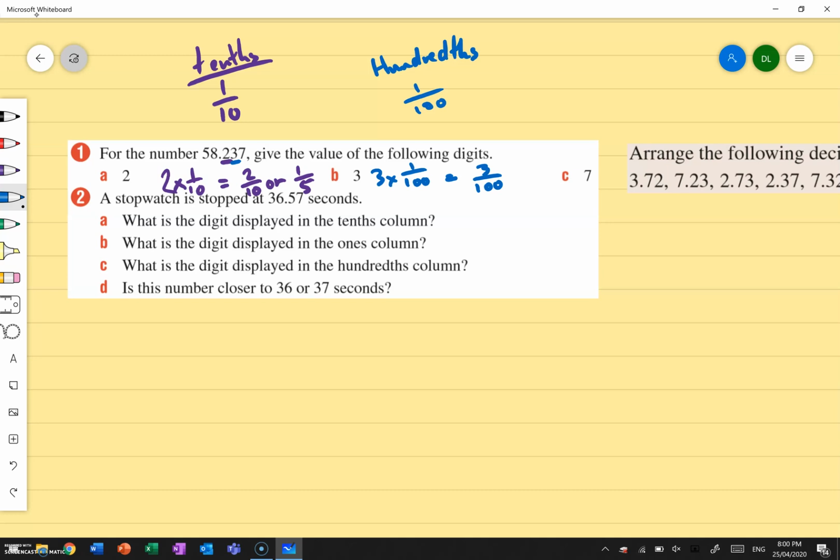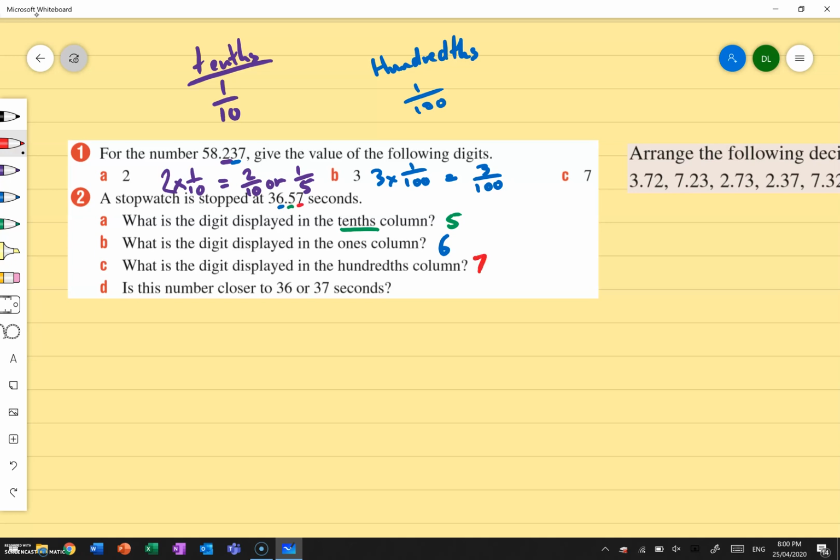Great. So the stopwatch is stopped at 36.57. What digit is displayed in the tenths column? The tenths is the one that's right after the decimal point, so that's 5. What is the digit displayed in the ones column? Ones is the one just before the decimal, so it's 6. What digit is displayed in the hundredths column? That would be the one that's after the 5, so that's 7.